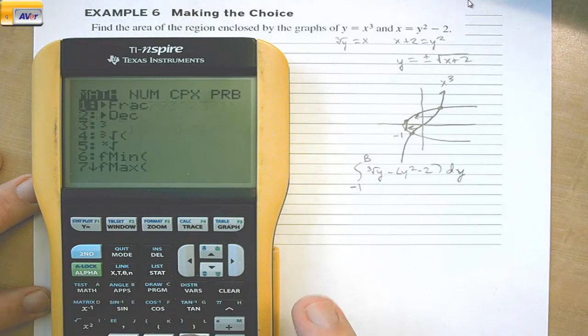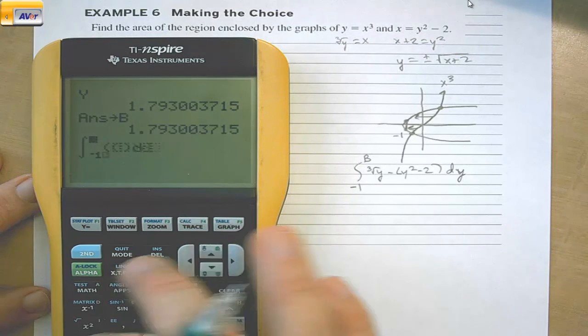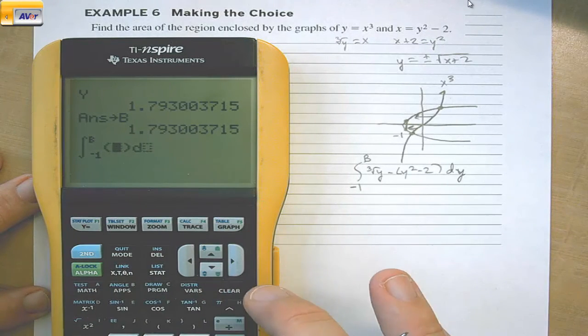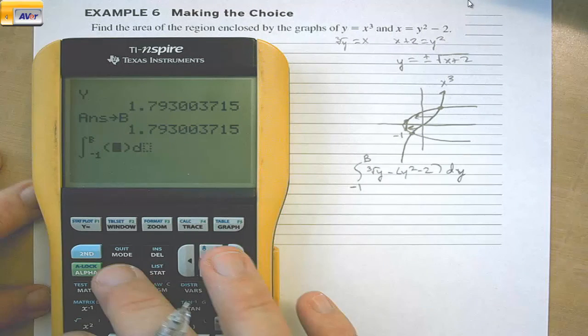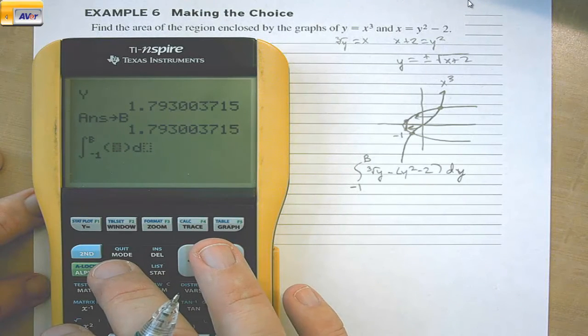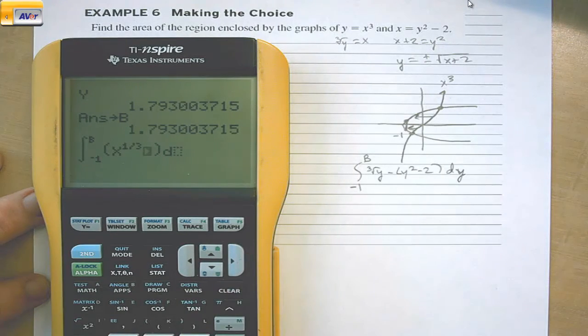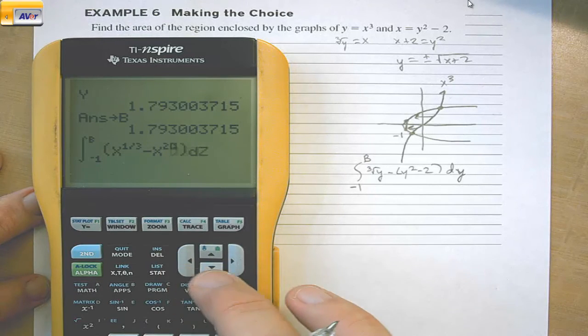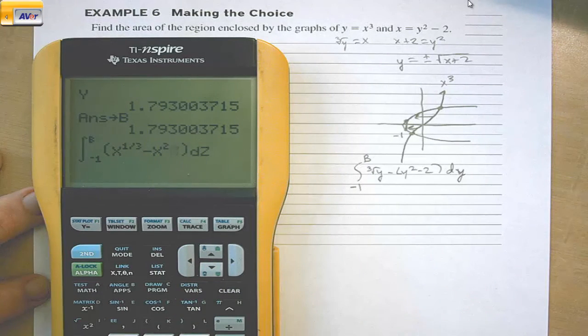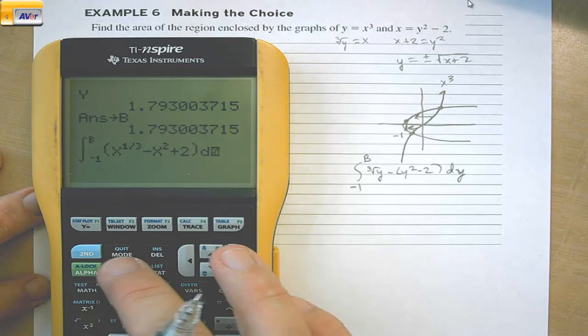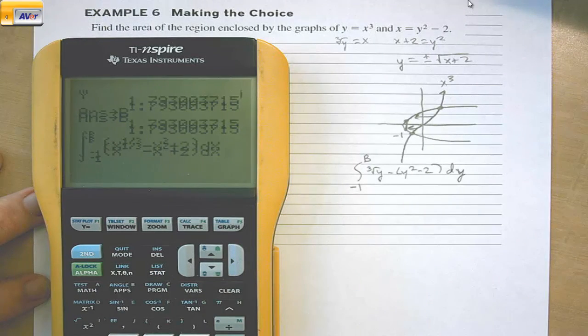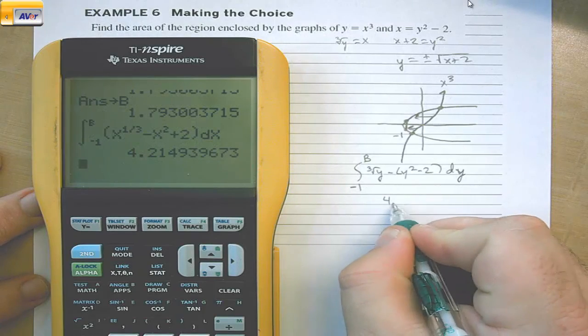Let's go into math number 9. We're going from -1 to b, and we need third root of y. And x is on the keyboard, so instead of using y's on the calculator, let's use x's. And that's third root of y is to the 1/3 power. It's the same thing. And then minus y squared, or in this case x squared. And then we have plus 2, and we're integrating with respect to y, but on the calculator it's x. And we get a value of 4.215.